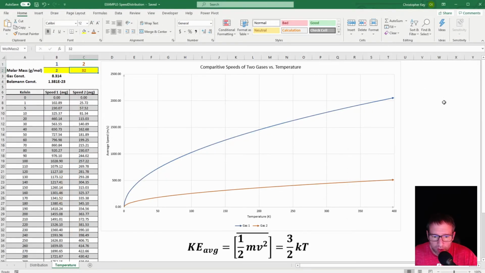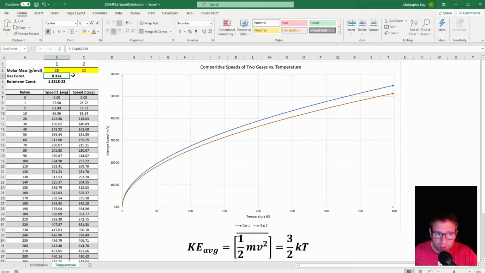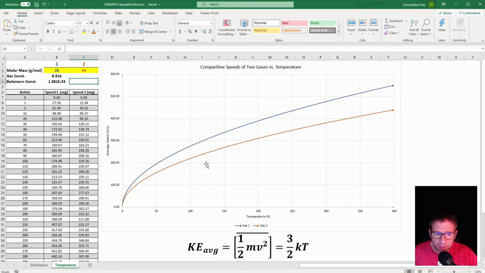Okay, hopping back over to our Excel spreadsheet, you can see we've got the averages that are changing. We can put in something like nitrogen versus something heavy like carbon dioxide. That would be 44 grams per mole. And we can see the various differences in the way the speed changes as we change the molar mass. Now, we want to look at one specific system and see, like we were talking about before, how each individual temperature and molar mass is going to have a range of speeds.